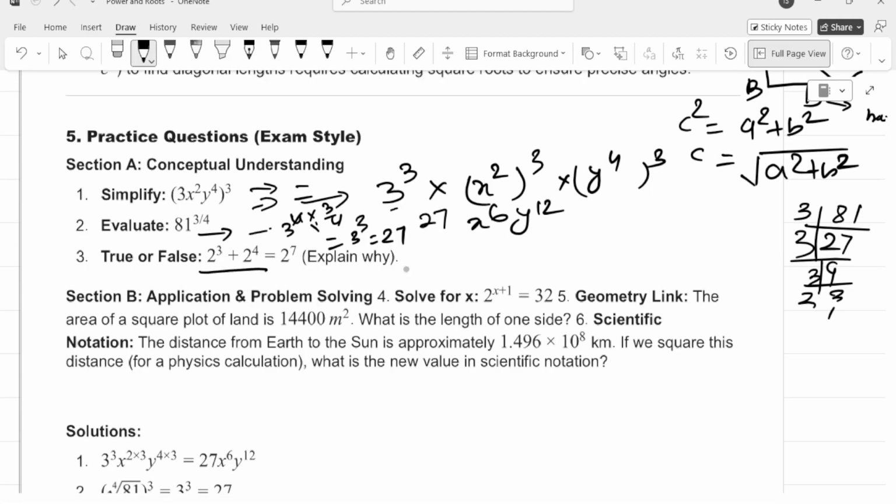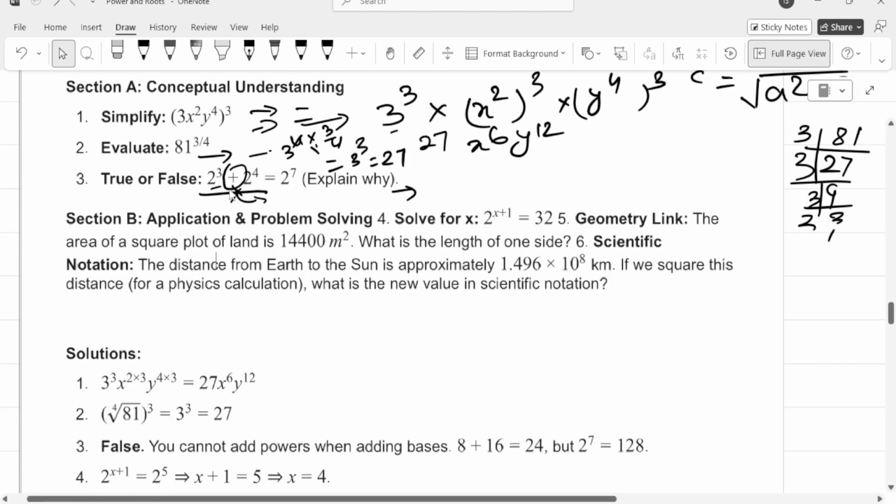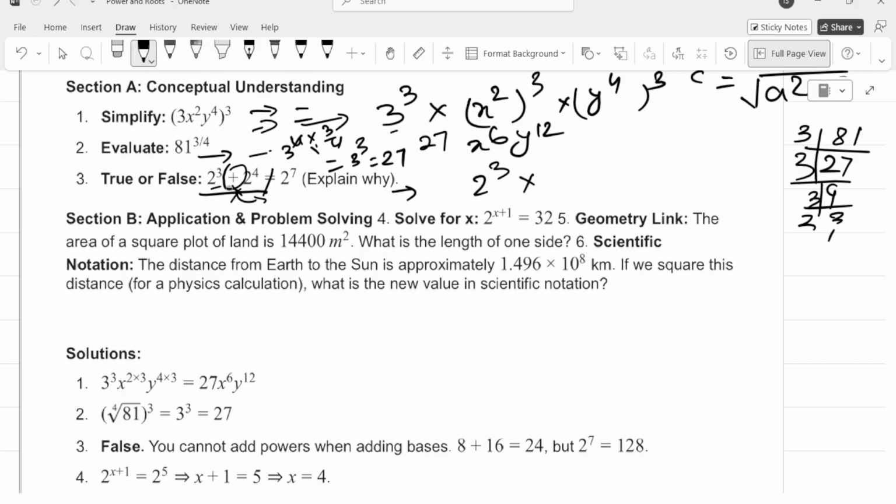That is true or false? Okay, now explain. I already explained to you. There is an addition, so we can say true or false. That is totally false. Why? Because in multiplication, if the base is the same, then the powers are added. Here an addition sign is being used, so that is wrong. When we multiply 2 to the power 3 into 2 to the power 4, then it is 2 to the power 7, that is true.